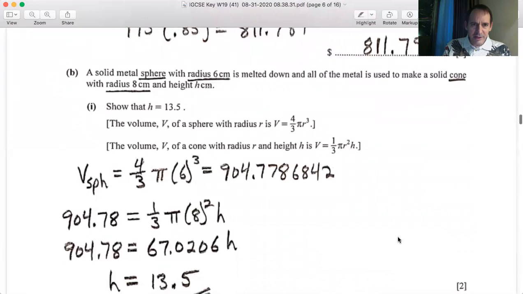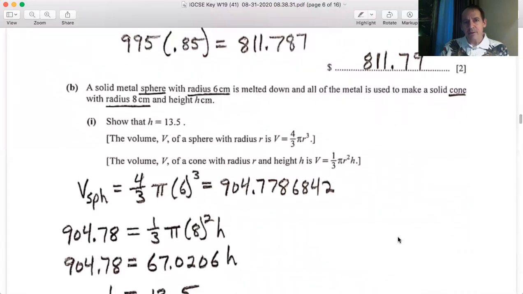Part B, a solid metal sphere with radius 6 is melted down, and all of the metal is used to make a solid cone with radius 8 and a height of 6. Show that the height is 13.5. It gives you the volume of a sphere and the volume of a cone. Well, our metal starts in the shape of a sphere. So let's start with finding our volume of a sphere.